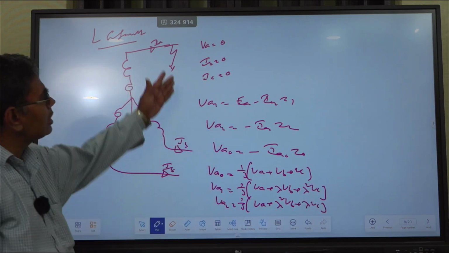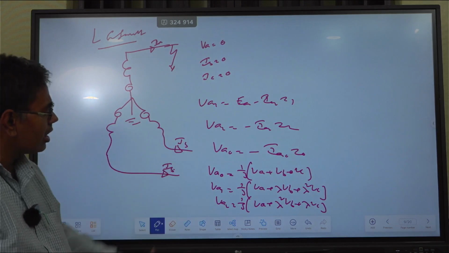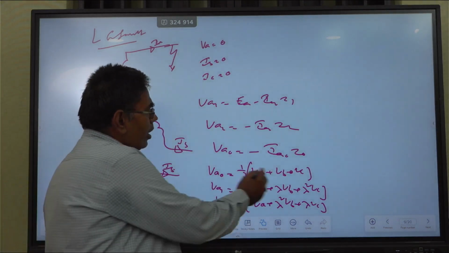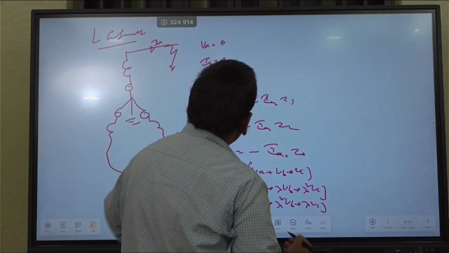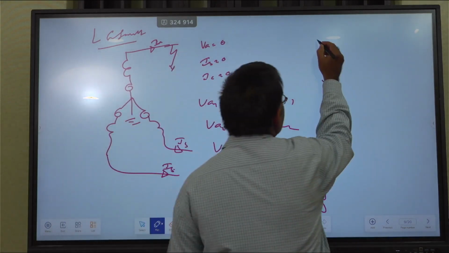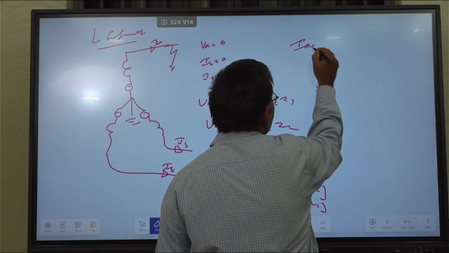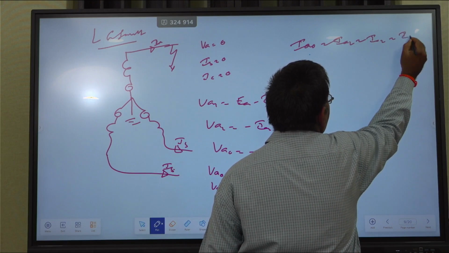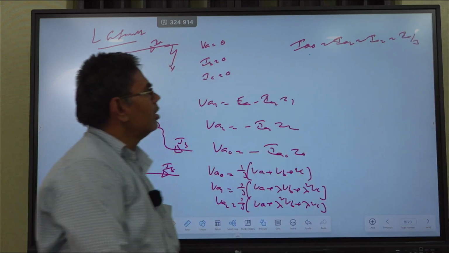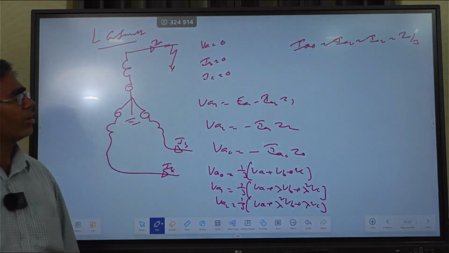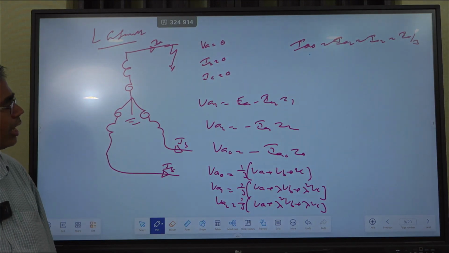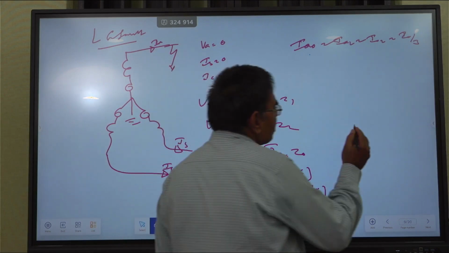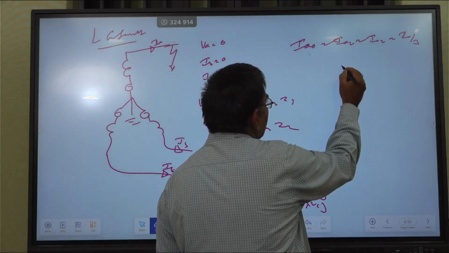By substituting these boundary conditions in the three sequence network equations, we get VB is equal to VC. Then substituting the other two boundary conditions in the symmetrical component equation, we get, in case of LG fault, IA0 is equal to IA1 is equal to IA2 is equal to IA by 3. That means the three sequence networks are connected in series in case of LG fault.